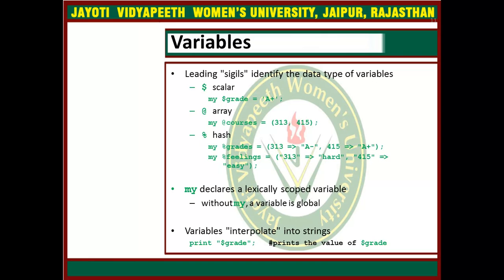For the variables, leading sigils identify the data type of variables, like $ for scalar, @ for array, % for hash. my declares a lexically scoped variable, that is, without my a variable is global. So you have to specify my. Variables interpolate into strings, like print within double quotes, you can see $greet. So this prints the value of $greet.